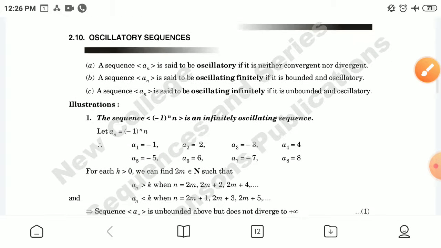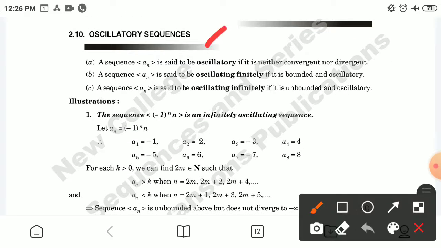Now, the next definition, for oscillatory sequence. A sequence an is said to be oscillatory if it is neither convergent nor divergent. A sequence an is said to be oscillating finitely if it is bounded and oscillatory. A sequence an is said to be oscillating infinitely if it is unbounded and oscillatory.